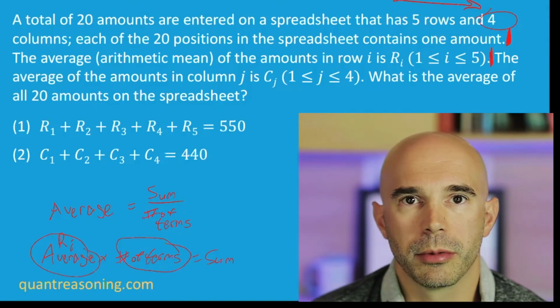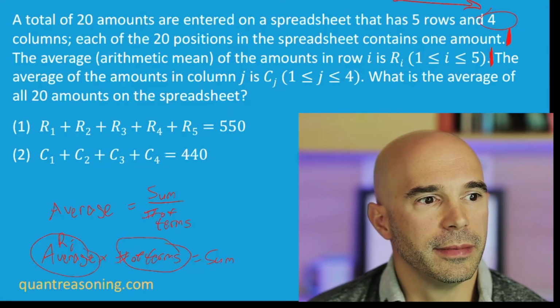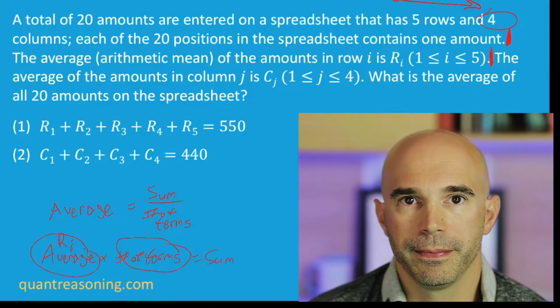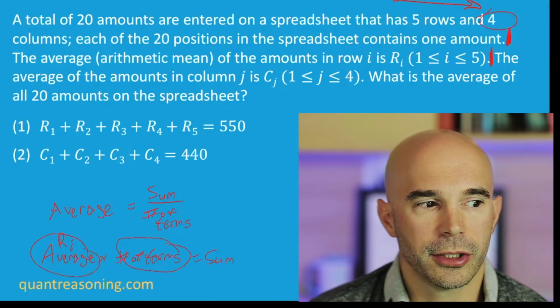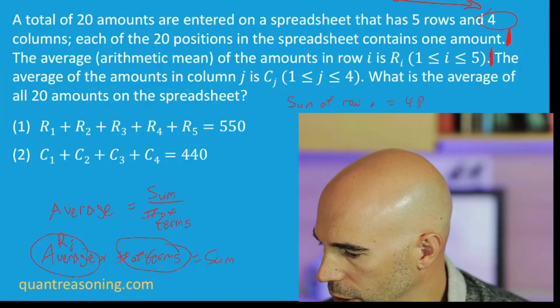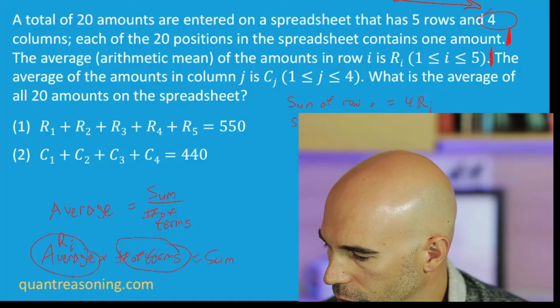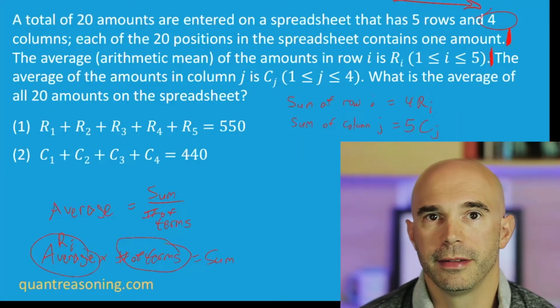So j is going to be somewhere between 1 and 4 because there are 4 columns. And we're told that the average of a column is Cj. So let's make a similar inference now for the sum of each column. Sum of row i equals 4Ri, and sum of column j is what? Because each column has 5 amounts.